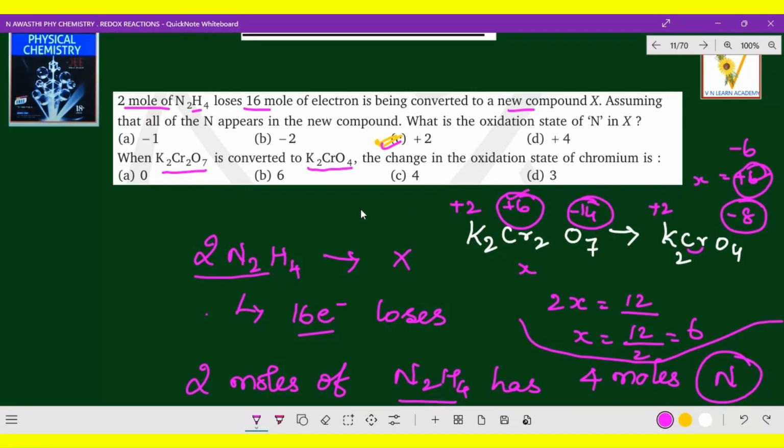No changes are taking place. So what is the answer you will be finding here? It is 0, 100%, because there is no change. Both are in the same oxidation state, plus 6. Hope you got the clarity about both the answers. Come on, let's go to the next question.